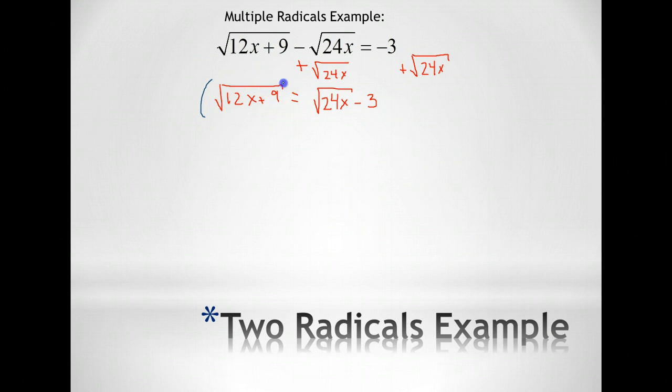So I square the left-hand side and I square the right-hand side. Now the left-hand side is really easy. The radical is cleared. But on the right-hand side, you cannot distribute an exponent if there's addition or subtraction in the problem. So what we have to do is remember that squaring something means that I am actually doing repeated multiplication, so I need to FOIL it.